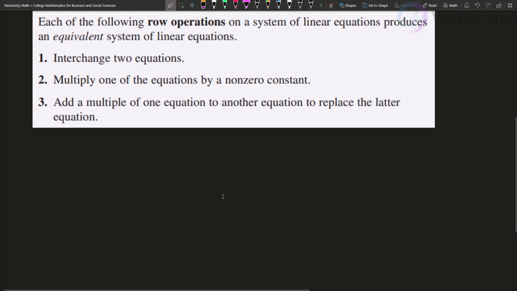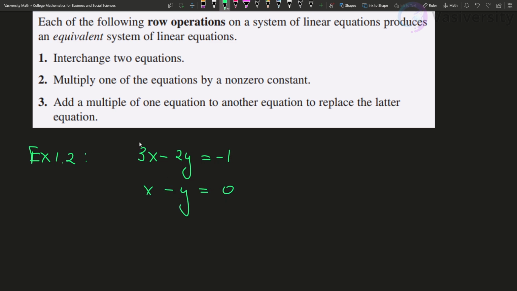So our second example is the following. We have a simple system of equations. 3x minus 2y is equal to negative 1, and x minus y is equal to 0. I'm going to call them R1 and R2. Okay, so what I want to do is see if I can get rid of something. Let's try to get rid of x, for example. I don't like x, I want to get rid of it. So what I'm going to do is multiply row 2 by negative 3.